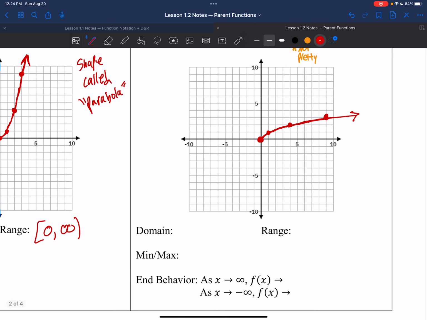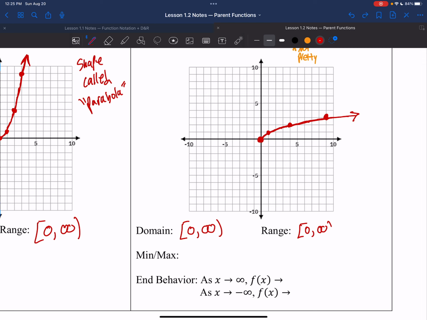Okay? Domain and range. If you look at the domain, actually, there's nothing out here now, right? On the x-axis, I don't have a graph out to the left anymore. It starts at 0 and goes on and on forever. So the domain is bracket 0 to infinity. The range, similar, starts at 0, goes up to infinity. So it is bracket 0 to infinity.